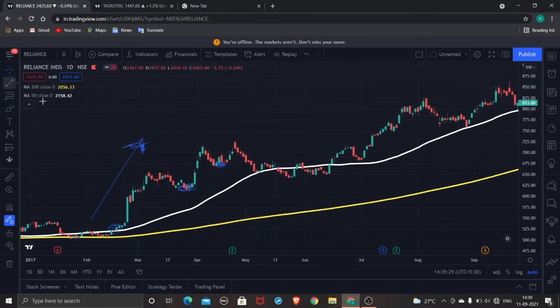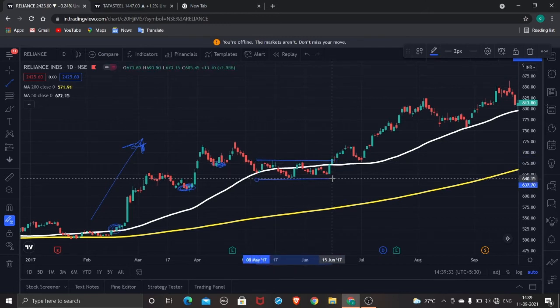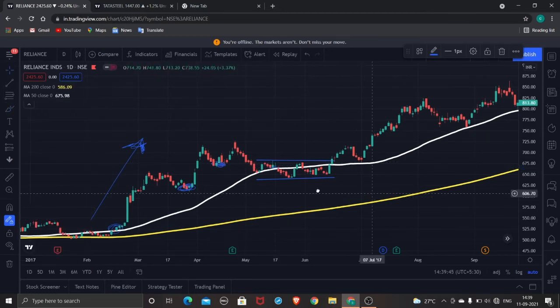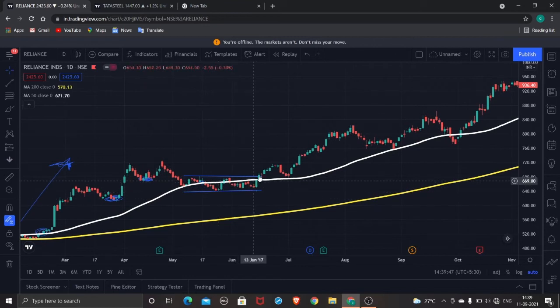Here the market is purely consolidating. Here it gives a false entry, but we should be very much clear that we should have other indications as well. So here is the false entry. Moving ahead, here it comes out of the consolidation and takes support back at the 50 moving average. Here is an entry.